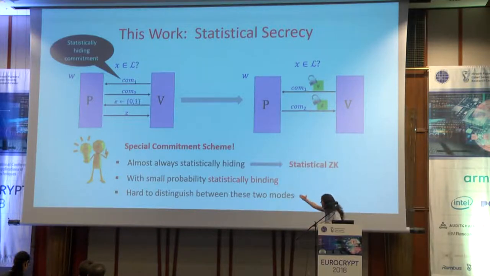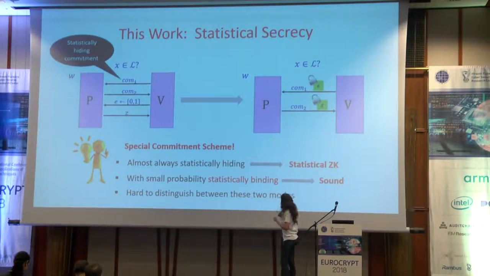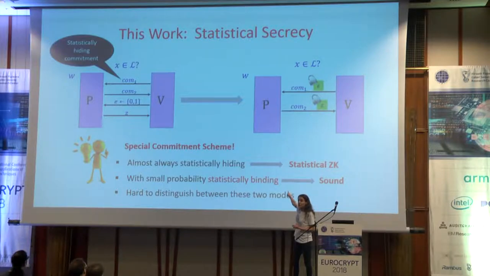So the statistically hiding will imply statistical secrecy. Here we don't get zero knowledge, but statistical secrecy, or we get that the original scheme is statistical zero knowledge, and the statistically binding will imply that the resulting two-message protocol is sound. And because you cannot distinguish between these two modes, you can't break it in one case and not the other. So that's the high-level intuition.